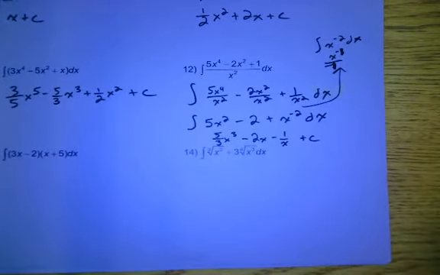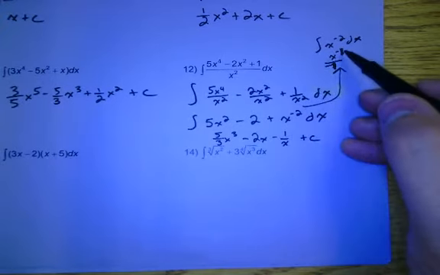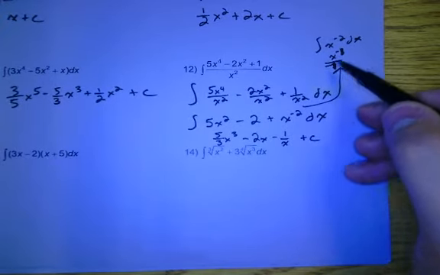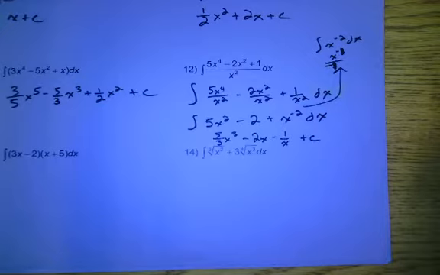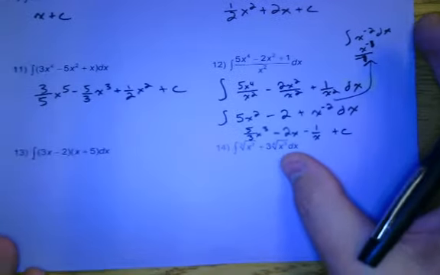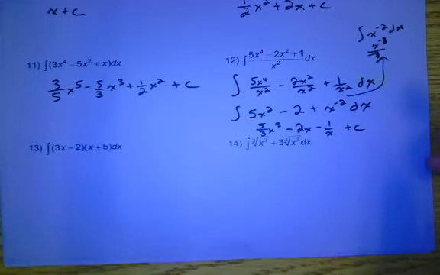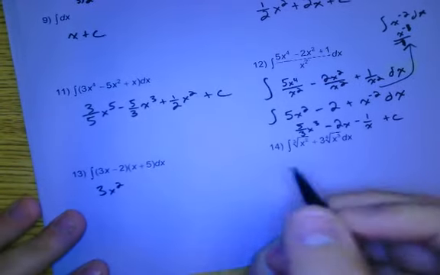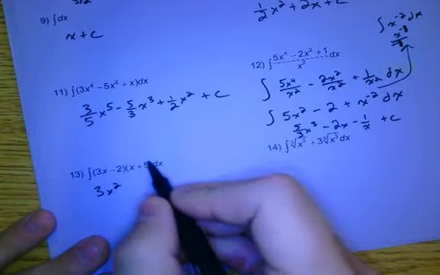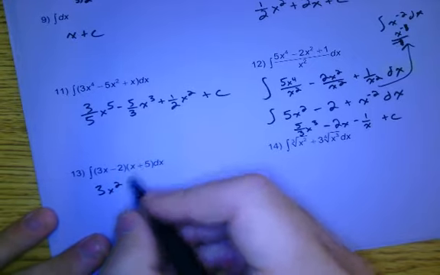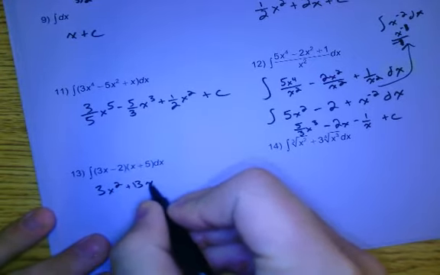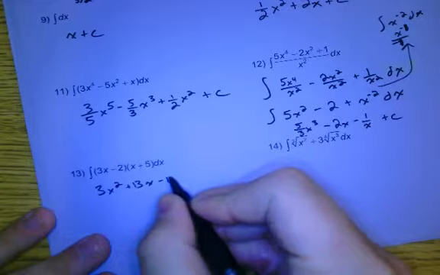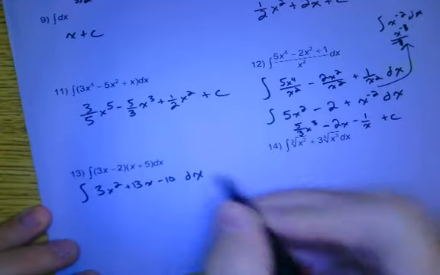What is that number? Number 12? No, like the one that you crossed out. Like 1. How can we do 13? Just multiply, distribute this out. So when I do that, I'm going to get 3x squared plus 15x minus 2x, which is 13x, minus 10.